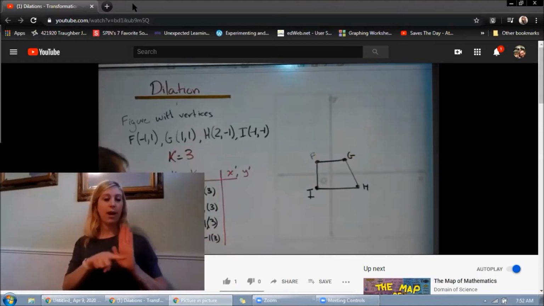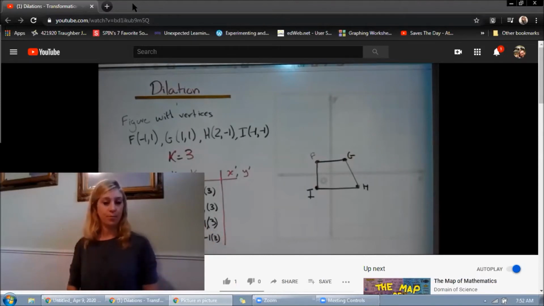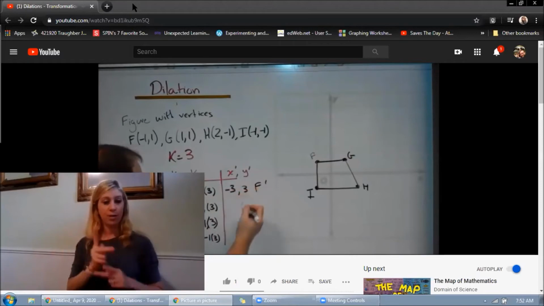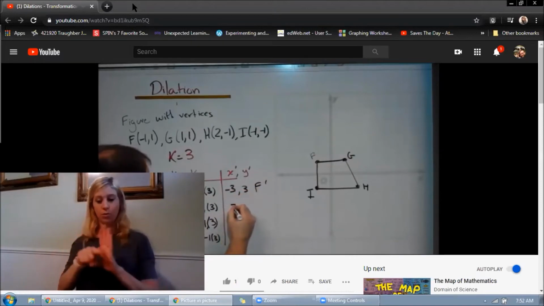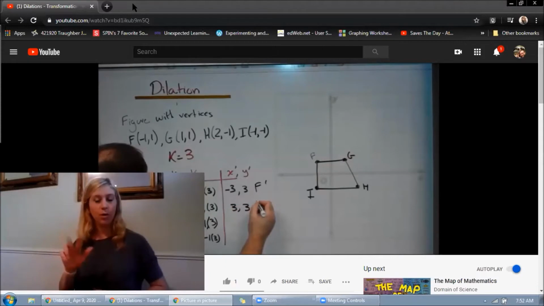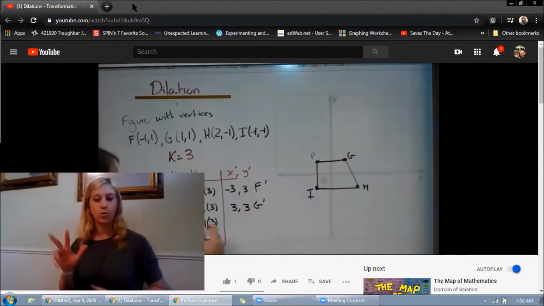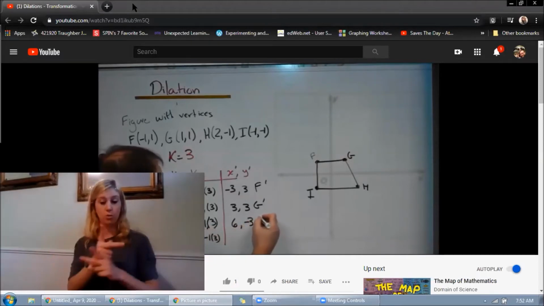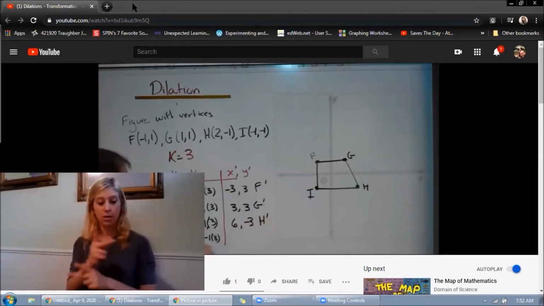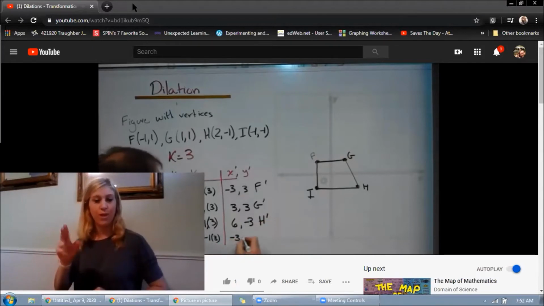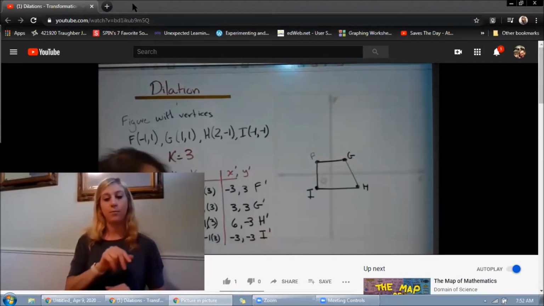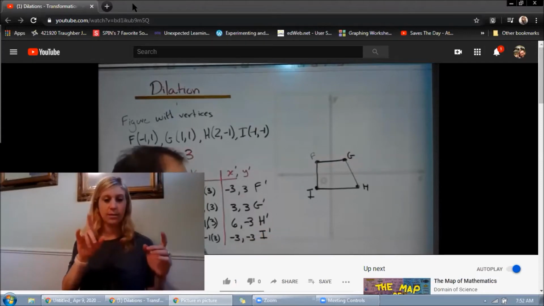Then we just do the math. So our new ordered pair for F, this is F prime: 3 times -1 is -3, 1 times 3 is 3. 3 times 1 is 3, 3 times 1 is 3. That was G prime. 2 times 3 is 6, -1 times 3 is -3. That is H prime. -1 times 3 is -3, -1 times 3 is -3. That is I prime.